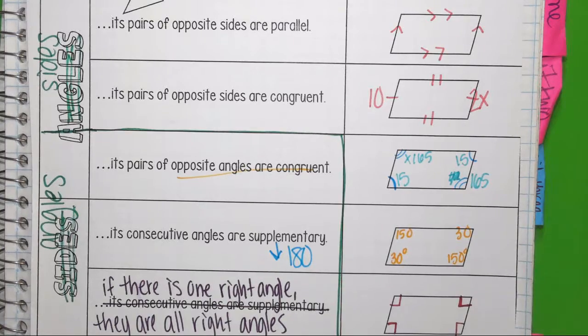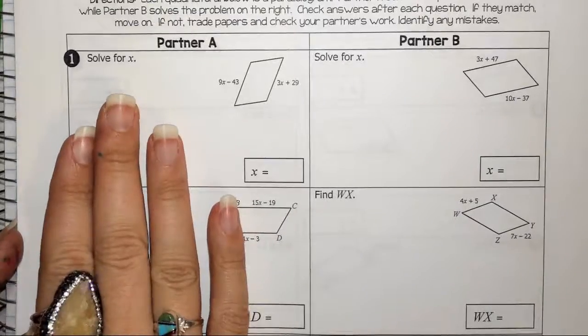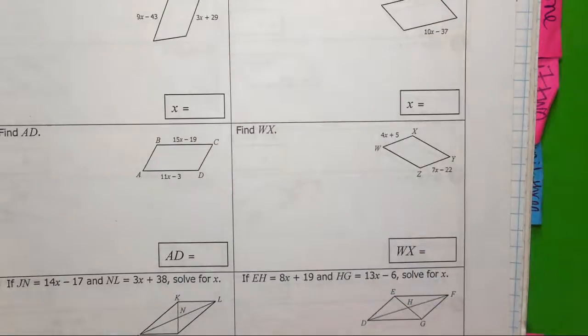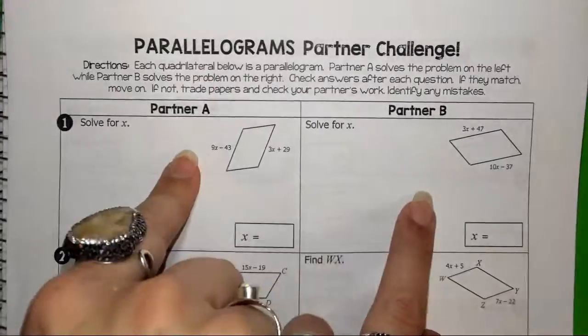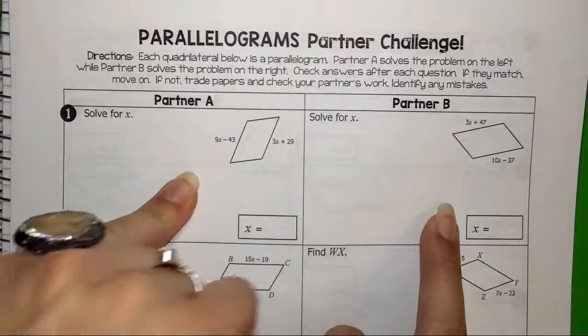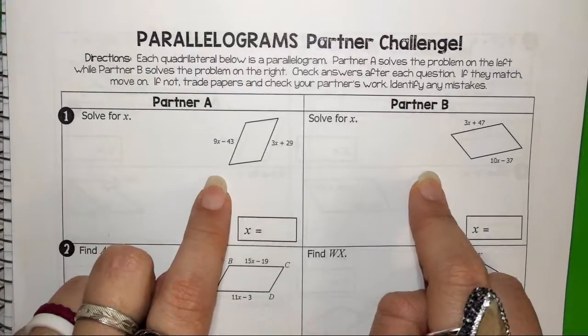Okay, so you're going to work in pairs. One person is going to do the left side and is going to be partner A. One person is going to do the right side and is going to be partner B. And then as you work them out, you're going to swap and check. Does everybody understand? You should get the same answer for the problems, even though they're different. Fantastic.